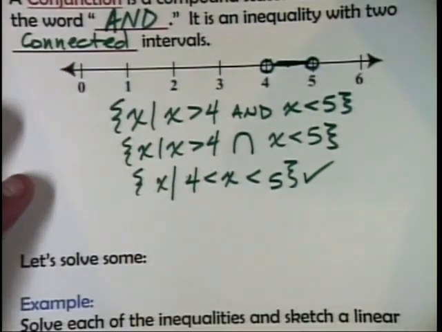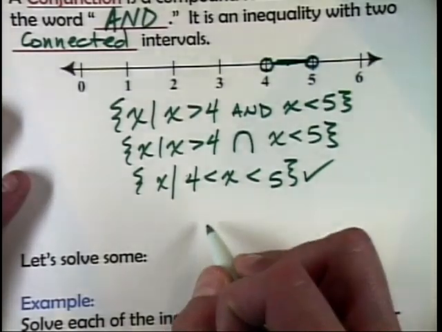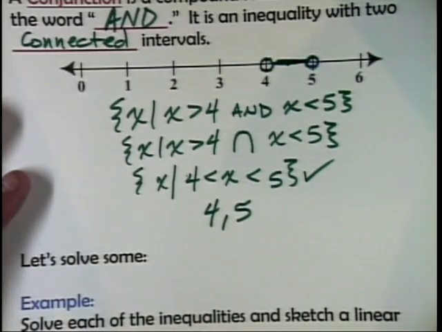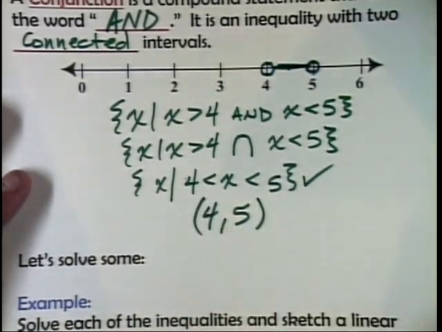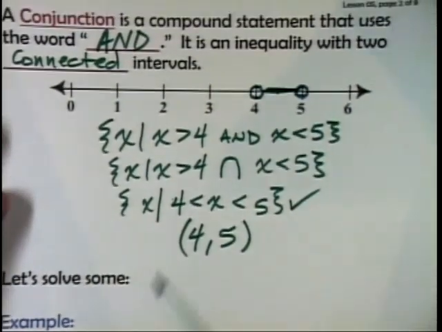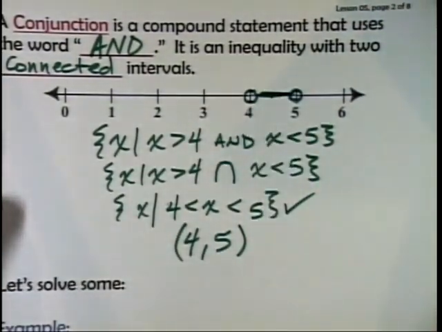If you wanted to write it in interval notation, you would need 4 and 5 as your endpoints. And because you're not including either one of them, they would both get parentheses. So all of these are equivalent notations for the solution set of this little shaded region.